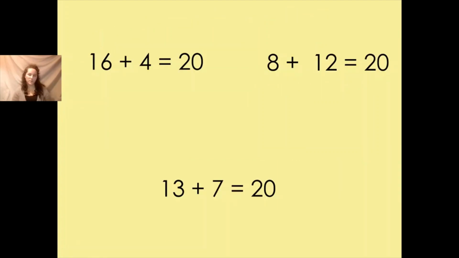So let's have a look at all those number bonds to 20 that we found together. We found that 16 plus 4 equals 20, 8 plus 12 equals 20, and 13 plus 7 equals 20. I wonder if any of this is looking a bit familiar to you. Have a think about the learning we did yesterday about our number bonds to 10. Is there any pattern or anything that you're noticing? Incredible. Let's put some of our number bonds to 10 underneath and see if that helps us notice a pattern.